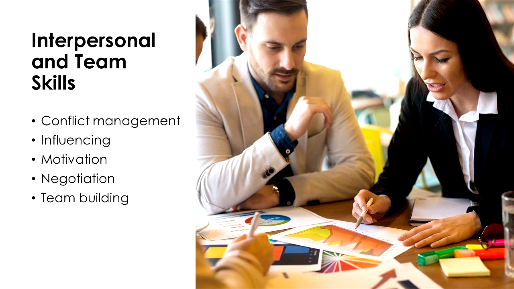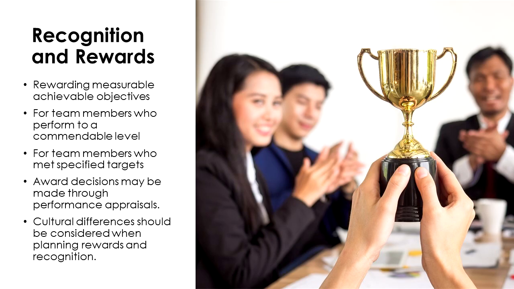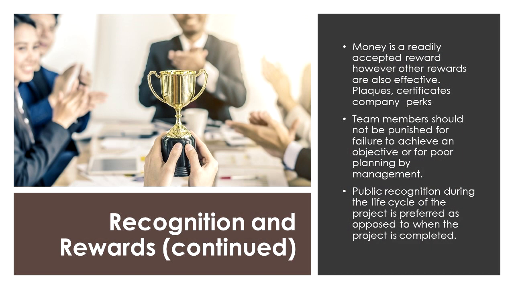The next tool and technique is interpersonal and team skills. Team skills that can be leveraged here, interpersonal skills. These revolve more around conflict management, influencing and motivating the team, negotiating, and team building. The next tool and technique here is recognition and rewards. Big one in the world of the PMI is rewarding the team doing the donkey work. Those doing the lion's share of the work should be appreciated. So we have recognition and rewards. It could be a simple plaque, monetary reward, recognition, or something else.